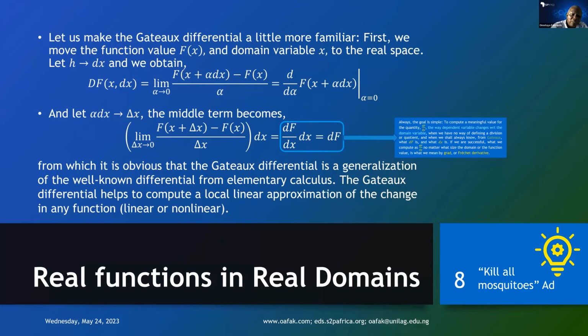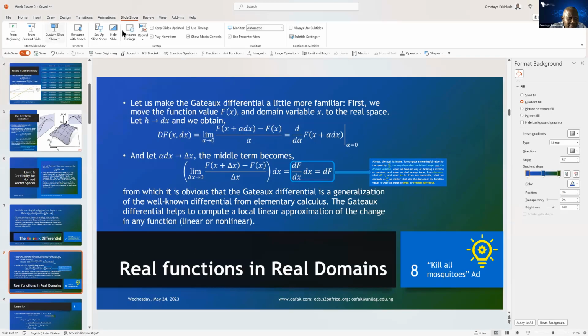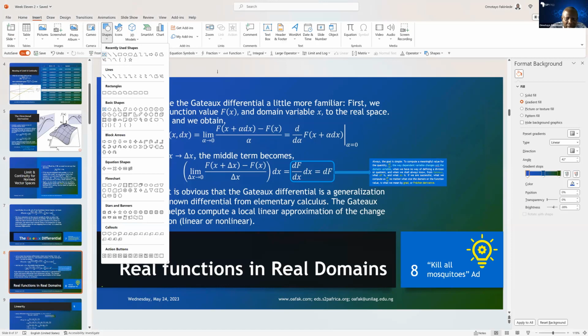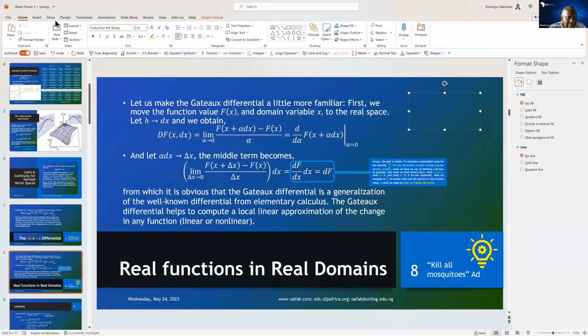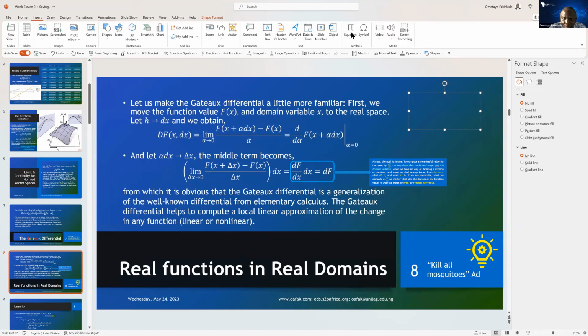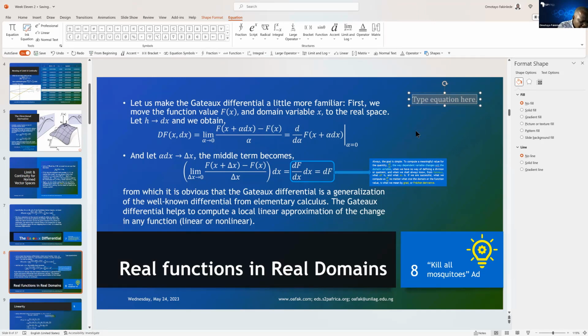And in fact, let me write the way you should think of this. Let me go off and write it. I will just insert a shape. Let me insert a shape here, and I will insert an equation inside that shape. And I will say F prime times dx is equal to D of f.